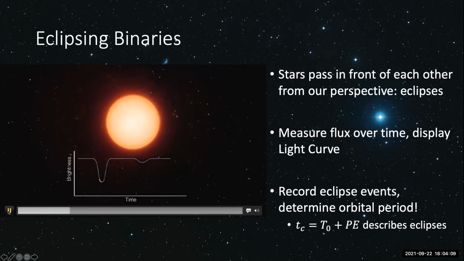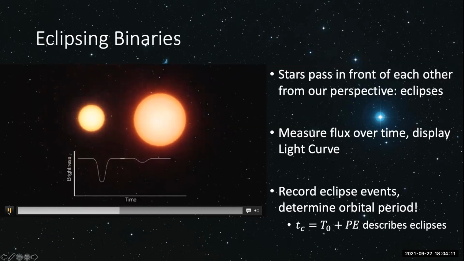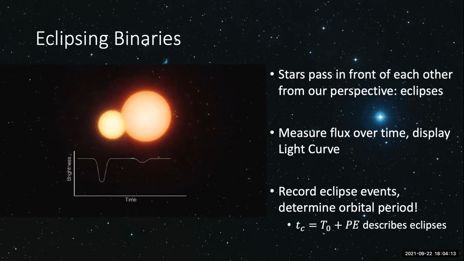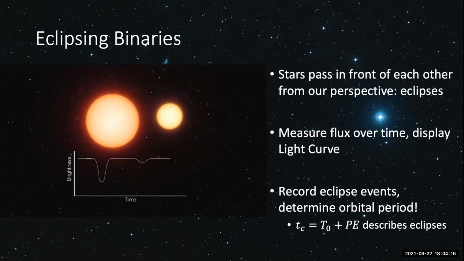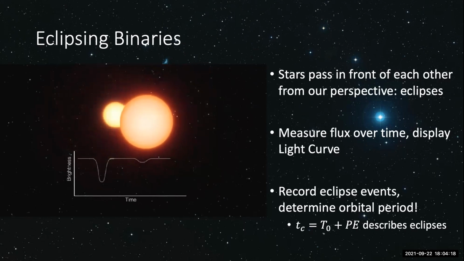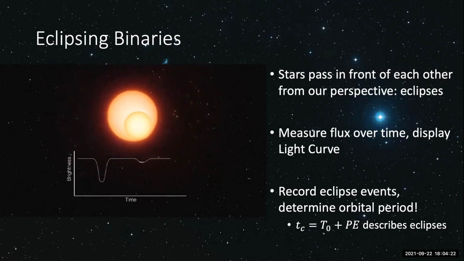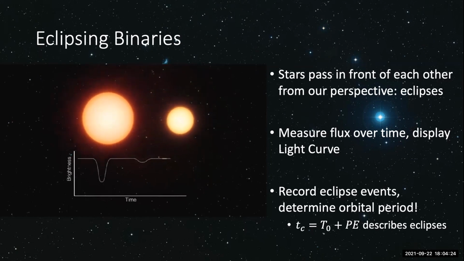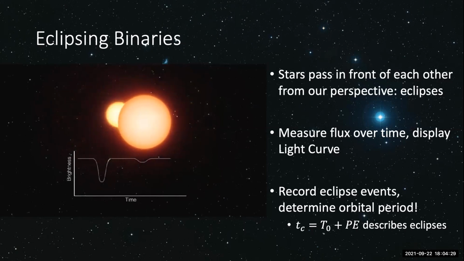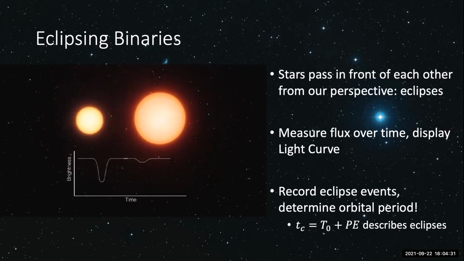What we can do is we can measure the total flux or the total brightness from that system over time and display it in what we call a light curve. So we can see that here, the total brightness dips as one of the stars is blocked by the other one. And we can see this nice decrease in brightness that's easy to identify. What we can do is we can record consecutive events. We can watch these happen over and over and over again.